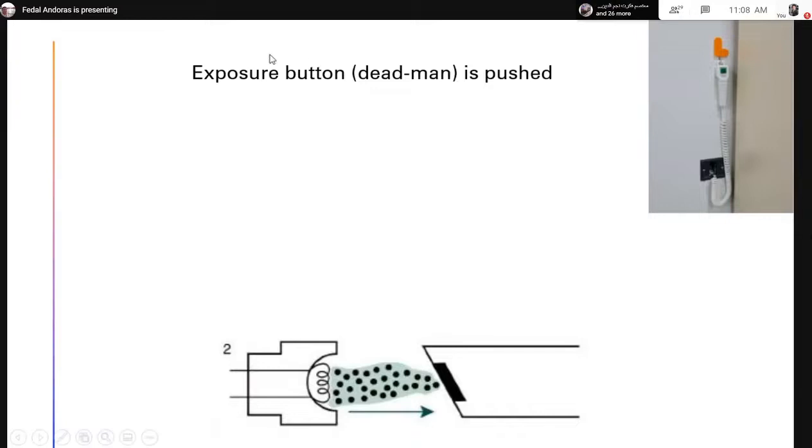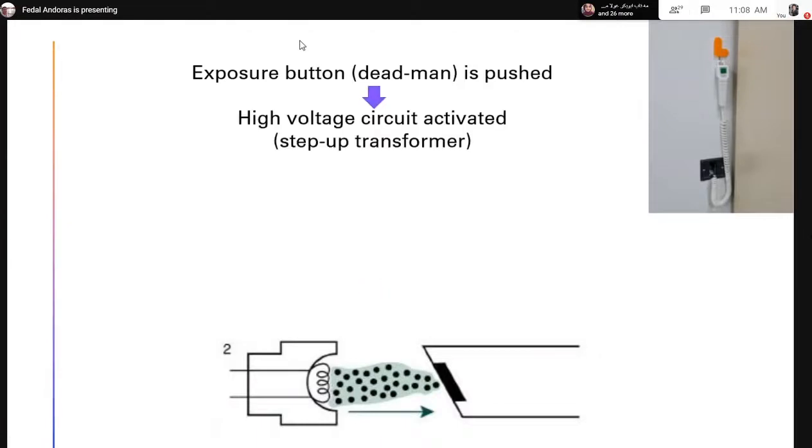So the next step, when you come to this dead man and push it, the exposure button, the high voltage circuit is activated, a step up transformer. We said the step down will minimize the 220, let's talk about Iraq. But why does it say 110? Because some countries use 110 volts. In Iraq we use 220. So the step down will minimize 220 to 3 to 5.